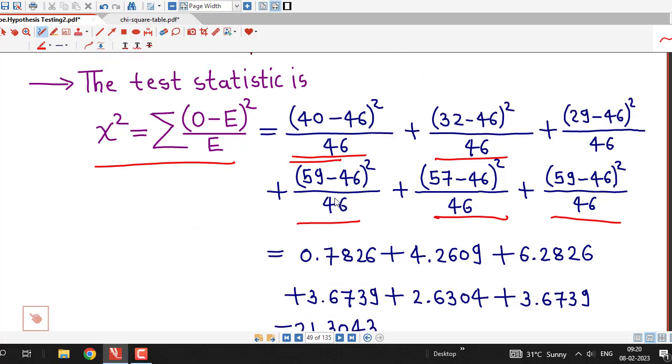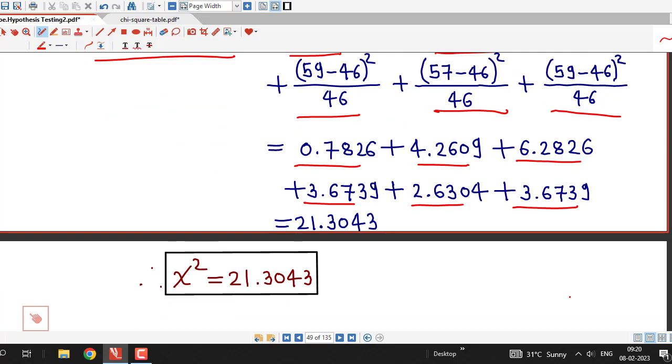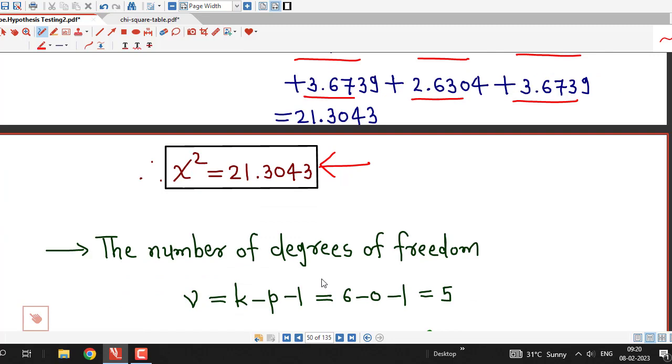Using a scientific calculator up to 4 decimal places, I obtain these real numbers for each of these terms. If I sum all these values, I obtain the value of the test statistic as 21.3043. Now the number of degrees of freedom is given by this formula for this test: k minus p minus 1.